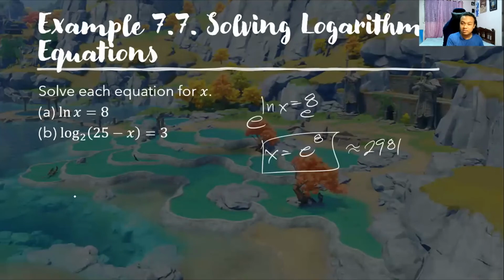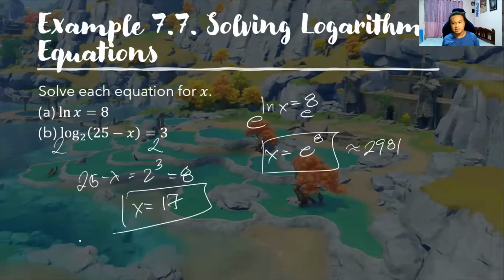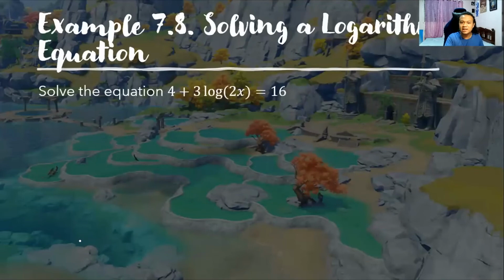Okay, letter B, it's the same. Actually, it's the same. Just raise to 2 on both sides. So we have 25 minus x equals 2 cubed. 2 cubed is 8, 2 times 2 times 2 is 8. So you subtract it too: 25 minus 8, that's 17. That's also the answer. Okay? If you're not getting it, just pause this video and solve it yourself. Okay? Here is another example for you.